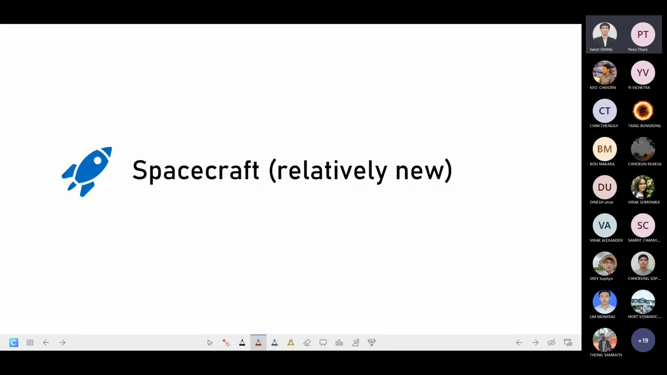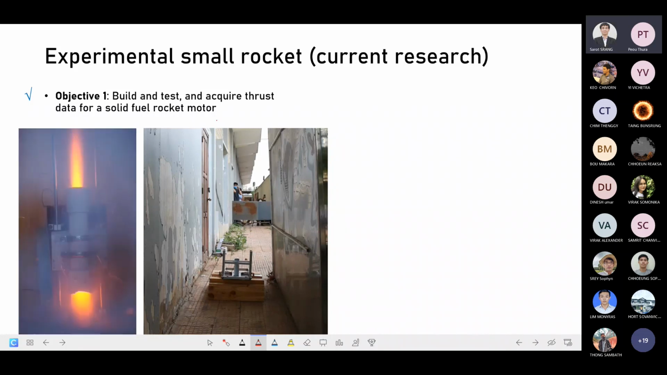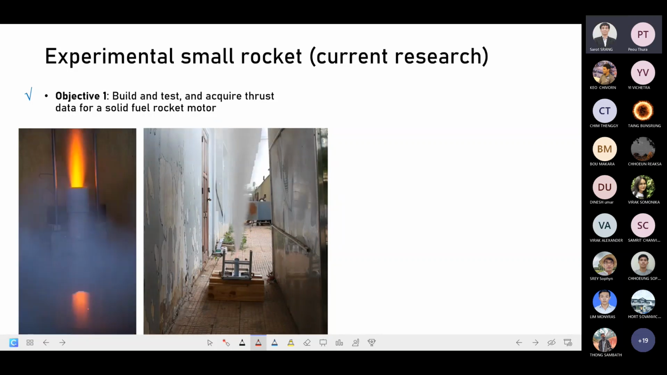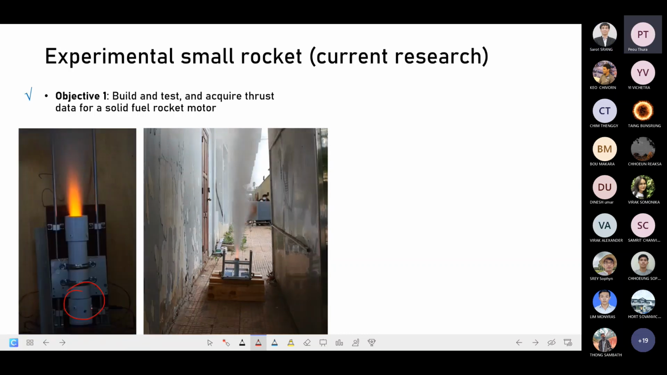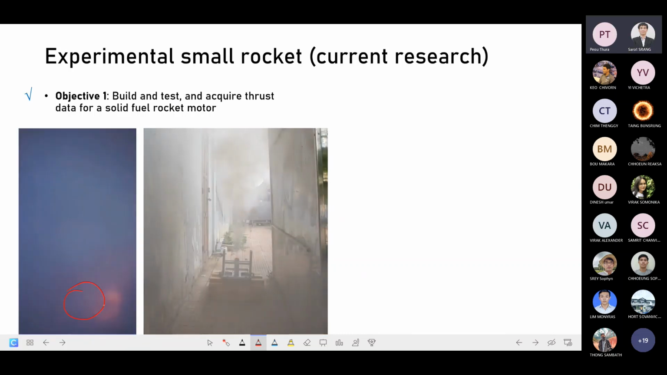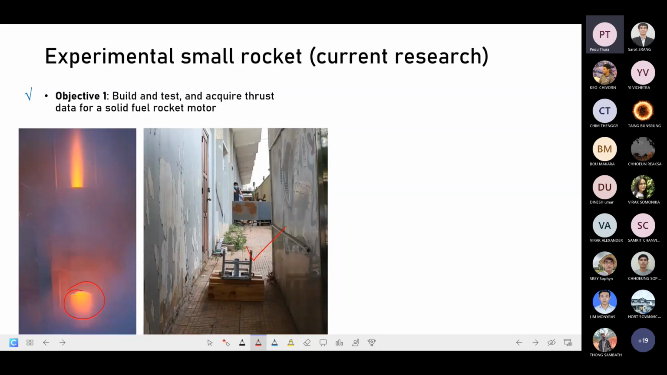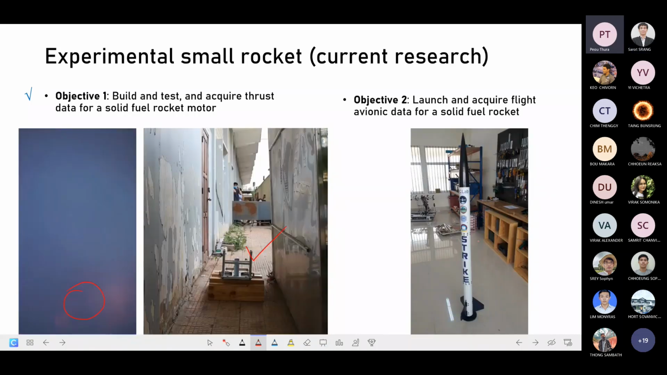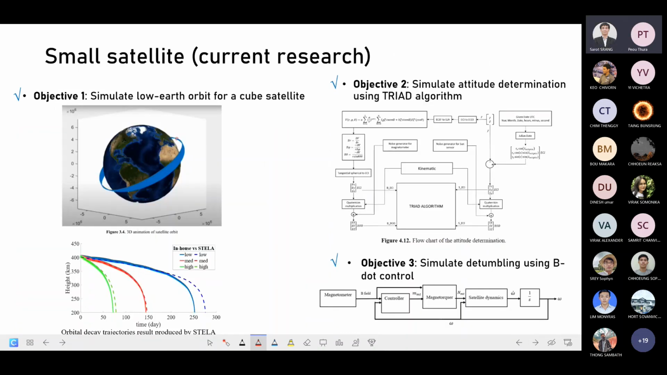And the last point is about spacecraft. For our rocket, we have developed the engine and tested it many times. For example, this one, the chamber as well. Next, we launched it for the first time. I haven't put the video of the first launch.